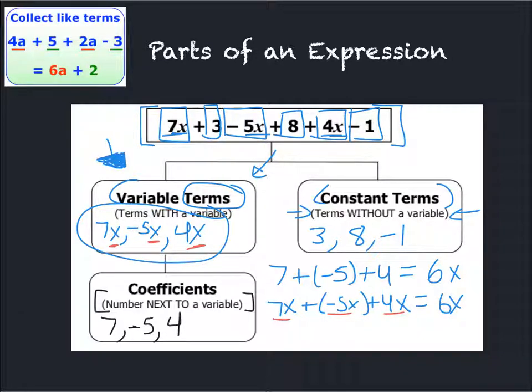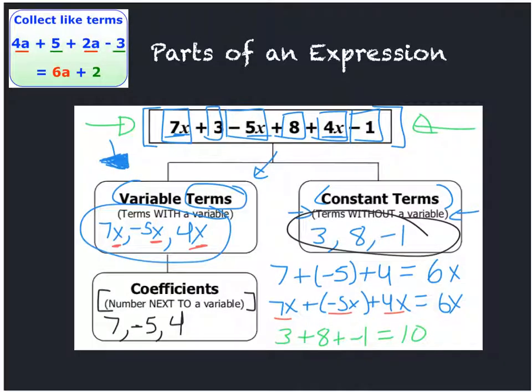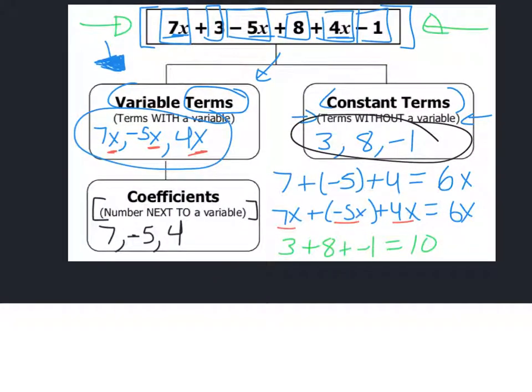Now with constants, all you would do with your constant terms is add them. They don't have any variables, you would just add them. So I'll do that in green here. We have 3 plus 8 plus negative 1, which is 10. So this final expression, if we combined all the terms, all the like terms in this huge algebraic expression, we would be able to condense this huge algebraic expression to 6x, and this is a positive 10, so it would be plus 10. And that's how we would combine like terms.